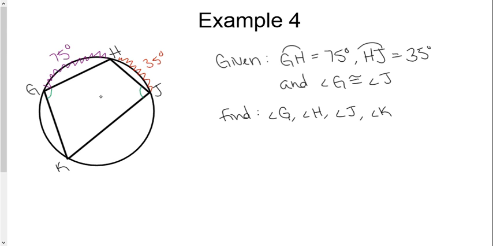So find H and K, and then use the fact that G and J are congruent, and that all 4 angles of this quadrilateral have to add up to a certain number.